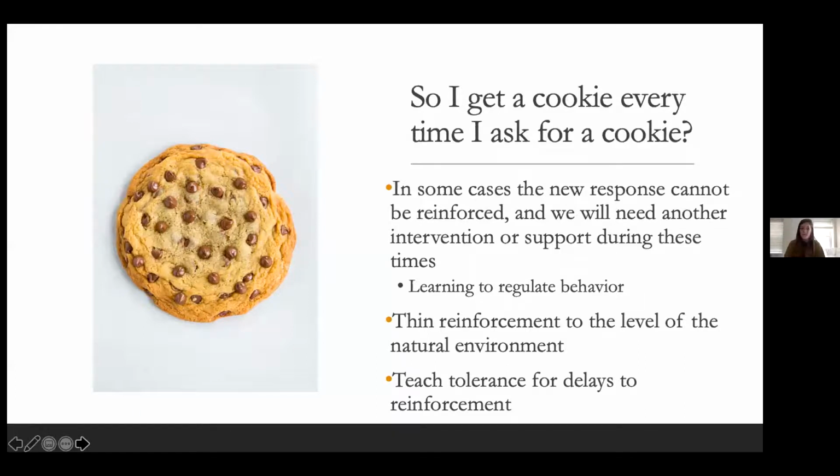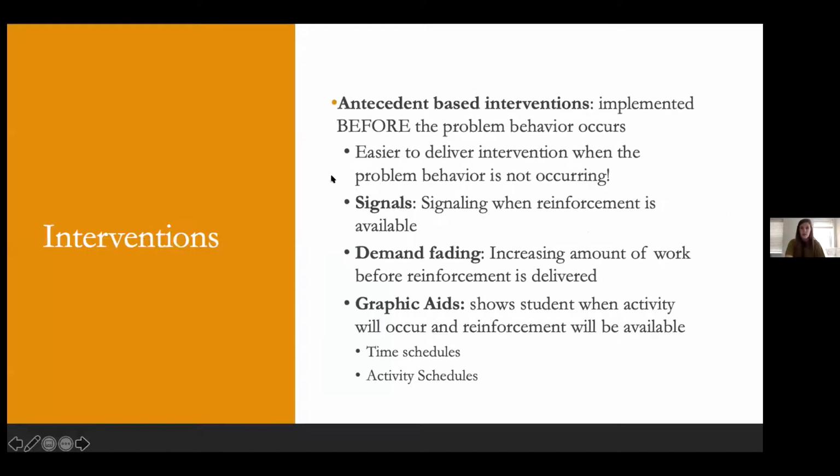So we get them to do the response reliably. When they touch the iPad card, they get access to the iPad. Now we need to teach, okay, when you touch the iPad card, you may have to wait a couple minutes for the iPad, or right now, iPad just is not available. So how do we go about teaching that? A lot of the things that we can use are what we call antecedent-based intervention. This is preventing the problem behavior from occurring. It's implemented before the problem behavior occurs. That's why it is an antecedent intervention.